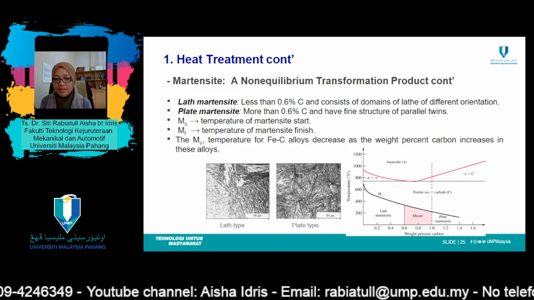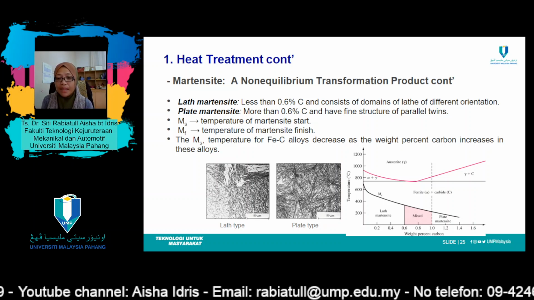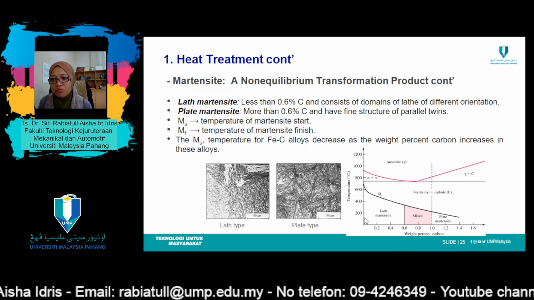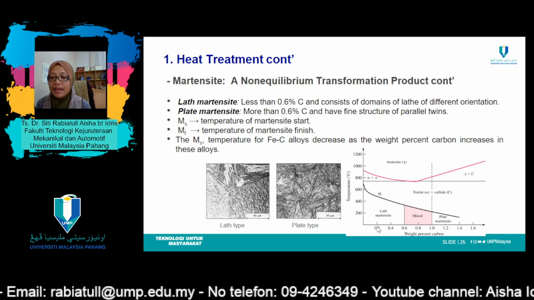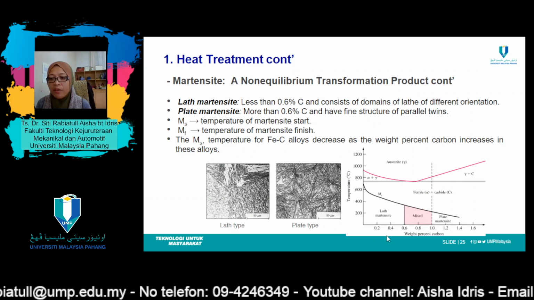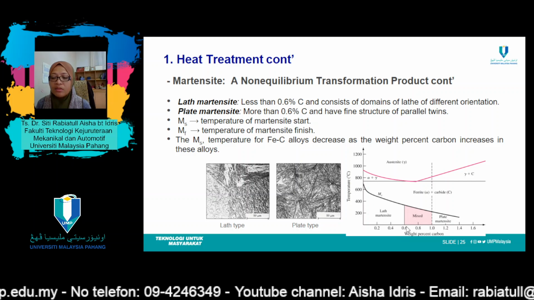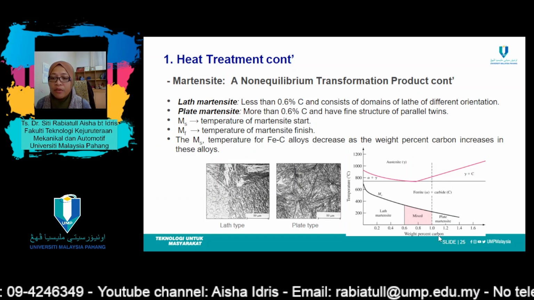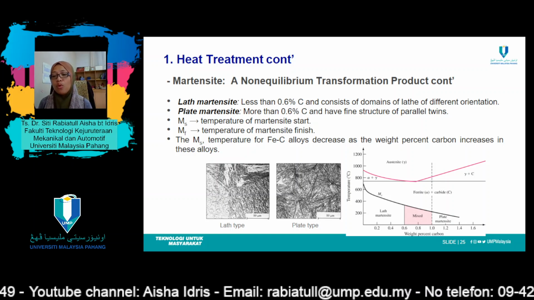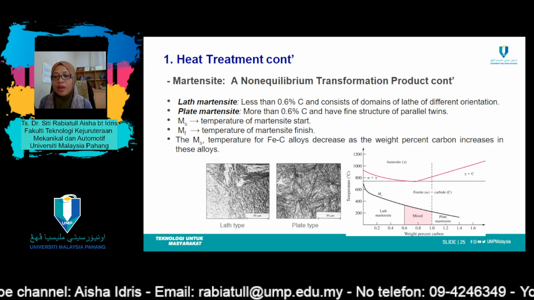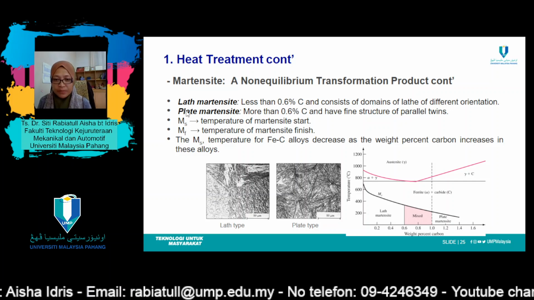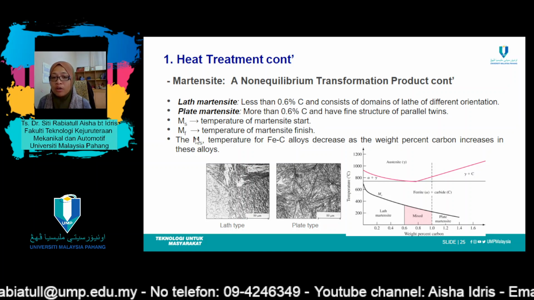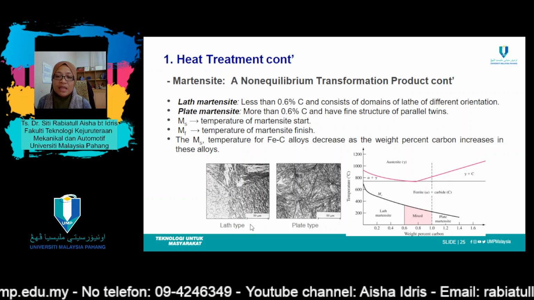Martensite can be divided into two, lath type and plate type, or a combination of lath and plate type. Lath type can be found if the carbon content is less than 0.6% over here. If the percentage of carbon is more than 0.6%, then it will have plate martensite in it. However, if the percentage of carbon is more than 1%, it will have 100% plate martensite. And this is only the terminology. MS refers to the temperature at which martensite starts to occur. MF refers to the temperature at which martensite finishes.